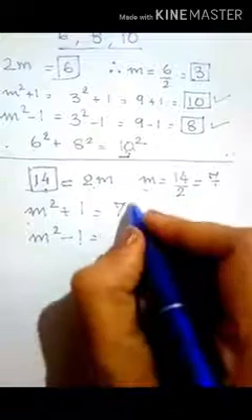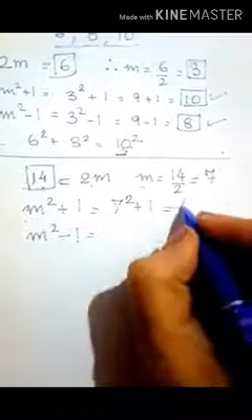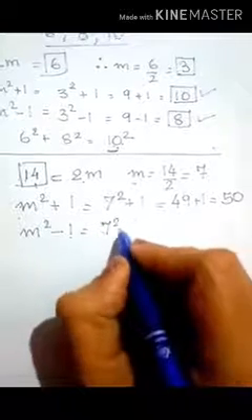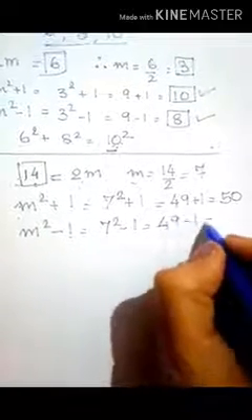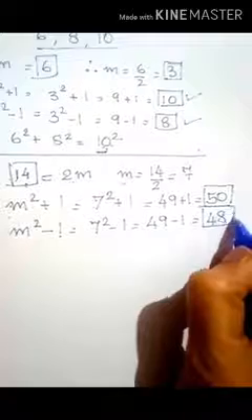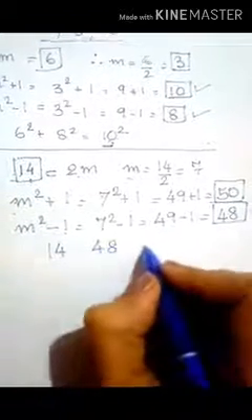So m square plus 1 means 7 square plus 1. 7 square is 49, plus 1 is 50. And m square minus 1 means 7 square minus 1, that is 49 minus 1 gives me 48. So which are the three numbers which will form the triplet? This is the second number, m square plus 1 is 50, m square minus 1 is 48. So my three numbers are 14, 48 and 50.